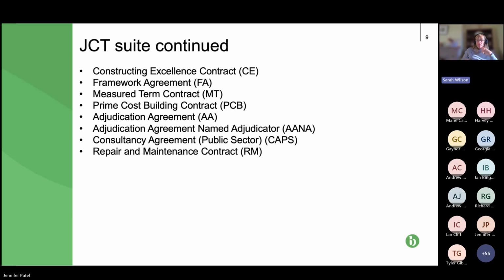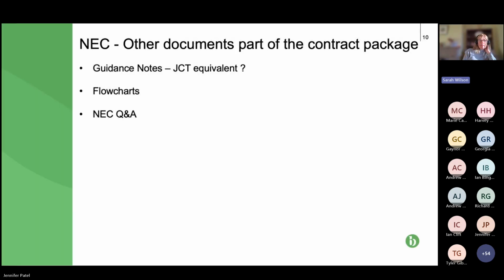That engineering and construction contract works and can be adapted to a variety of cost mechanisms, which we'll come to in a minute or so. So can we have the next slide, Jen, please? So other documents in NEC, again, we have seen this before in September. So we have the guidance notes, which are very useful.